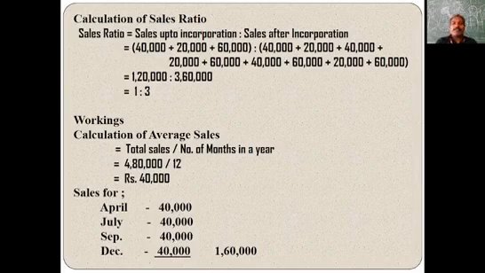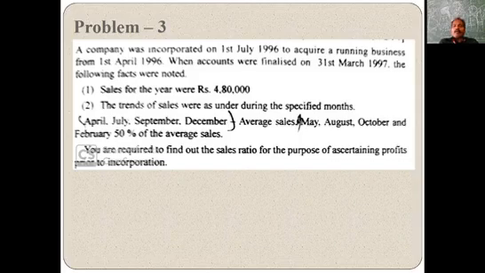Calculation of sales ratio. Sales ratio equals sales up to incorporation is to sales after incorporation. So when they incorporate, likewise we should calculate the sales. Listen, as per the problem, the incorporation date is 1st July 1996, the opening date is 1st April 1996, and the closing date is 31st March 1997.